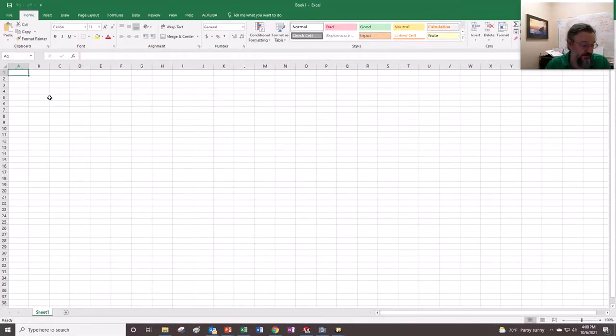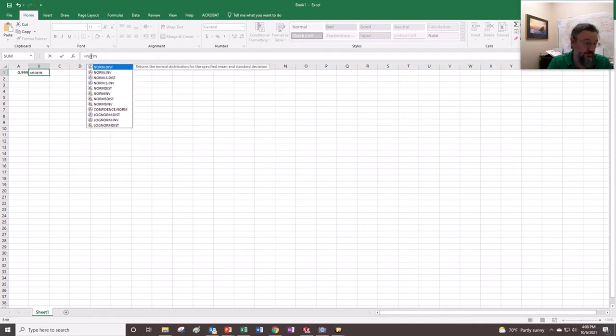So if we need to do that, the Excel function that we would use for this is going to be, let's say we go 0.999, and we want to find what that is. So it equals, and we write norm dot S. We need to talk about the difference between the S and the P, right? Did they even show a P? No, they just go norm distribution. So you have returns the normal distribution for the specified mean and standard deviation.